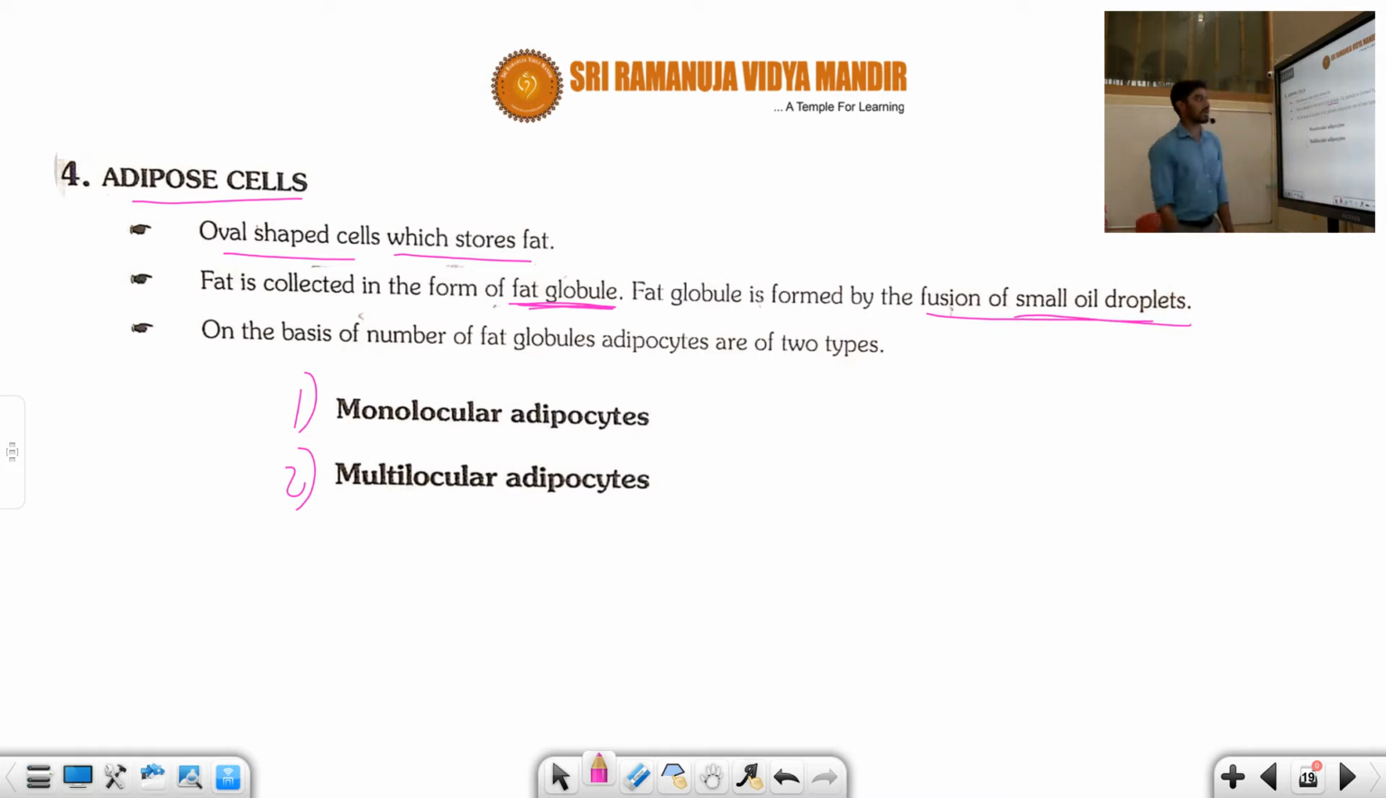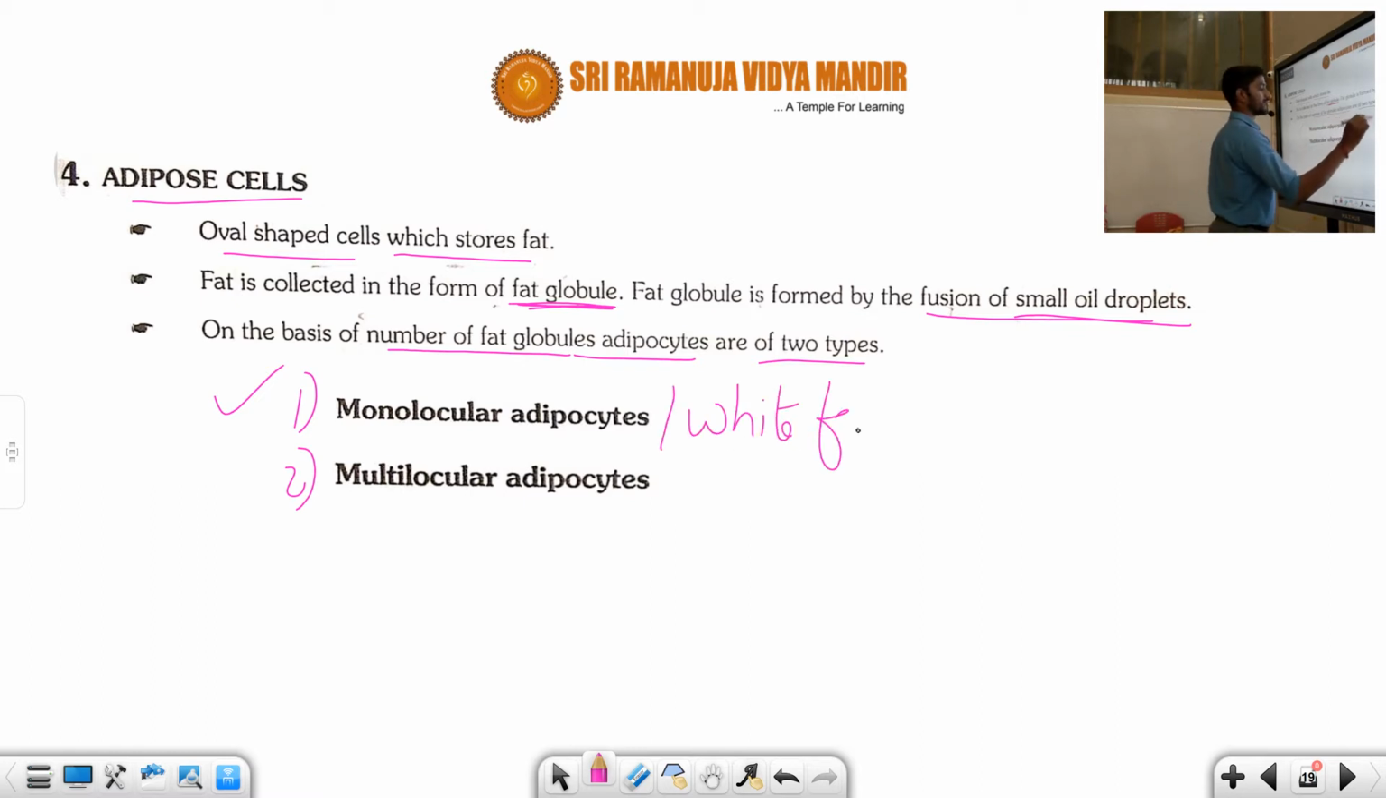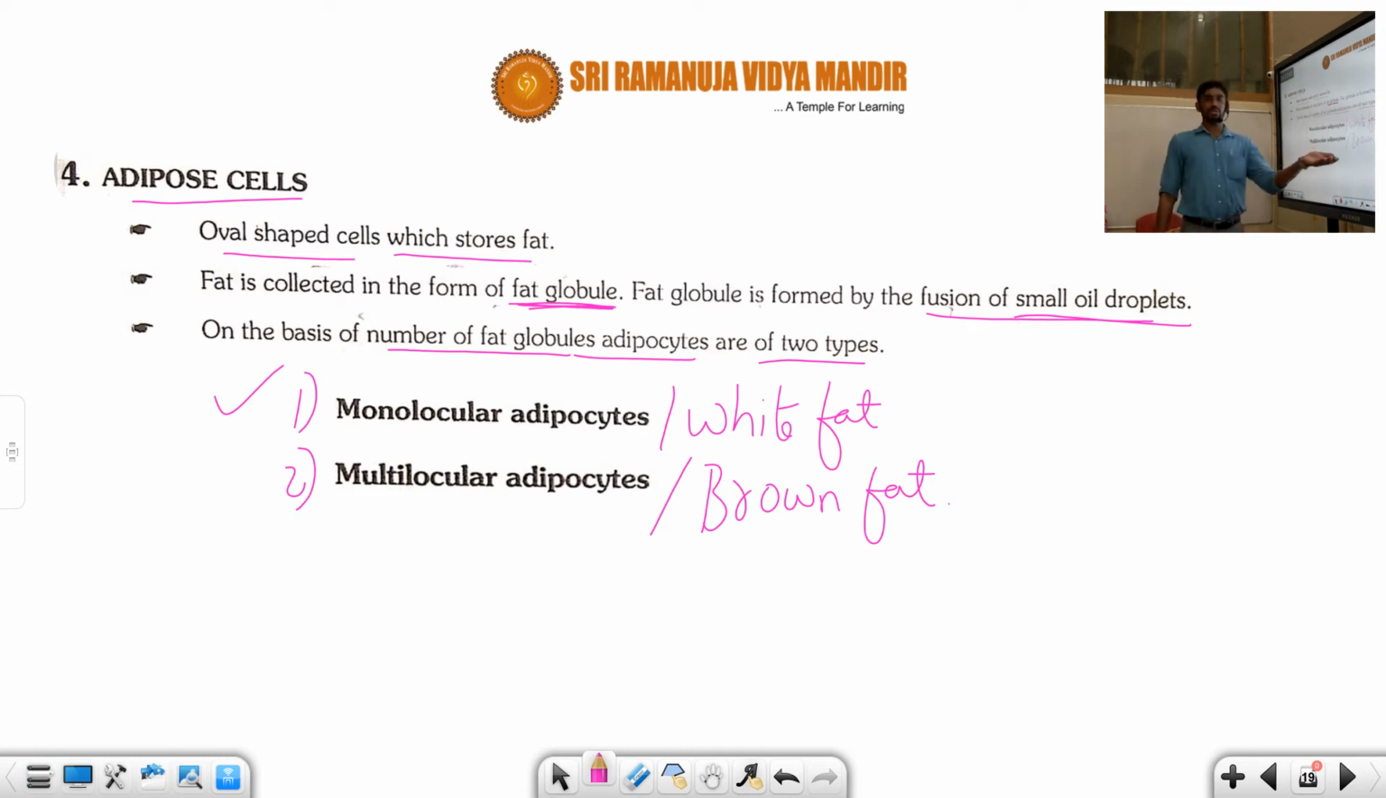On the basis of the number of fat globules, adipocytes are of two types. The monolocular adipocytes, also called the white fat, and the multilocular adipocytes, also called the brown fat. Generally, brown fat can be observed in newly born babies. What is the purpose of this brown fat? It acts as a protective layer. The detailed information I am going to teach you, students, about the adipocyte cells.